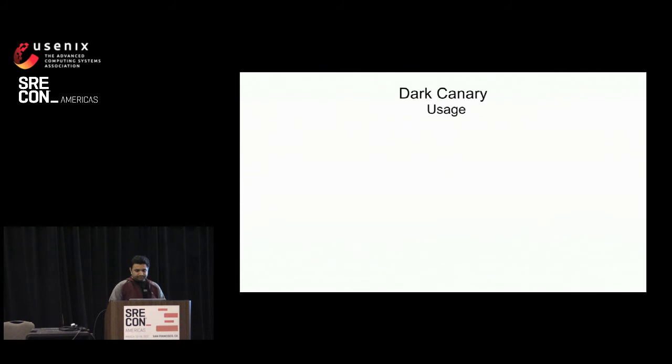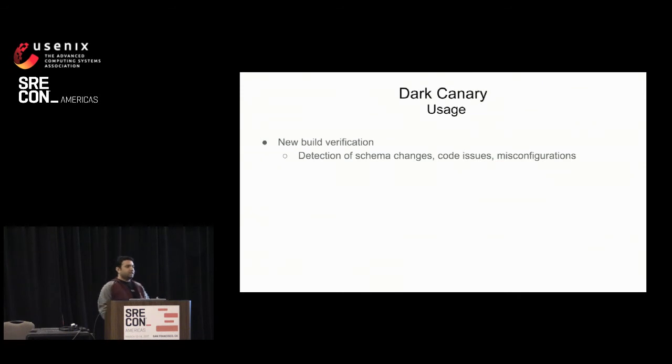What are the advantages we have seen so far? It made new build verification faster. It detects schema changes. A lot of the time we assume that, okay, we have an update in Kafka, we are working with different teams, we request a new schema version change and expect it to happen, but in reality it's not. We can detect all that before hitting the canary node.